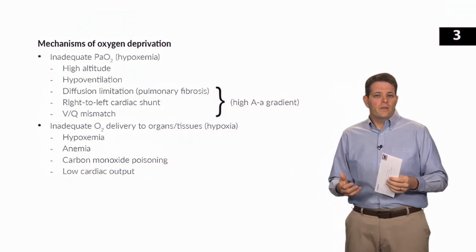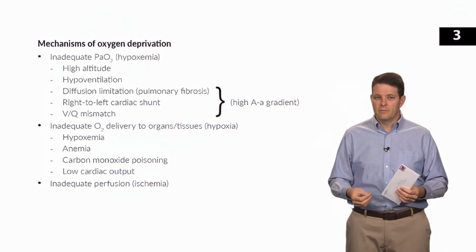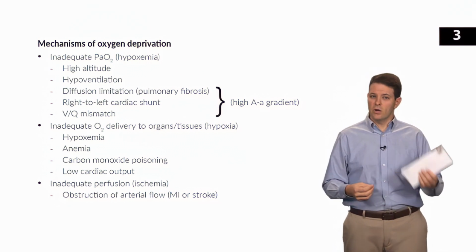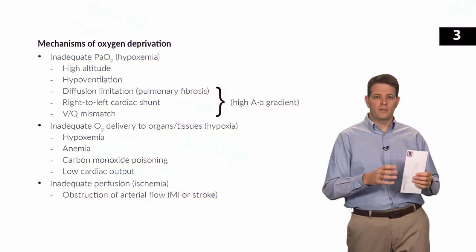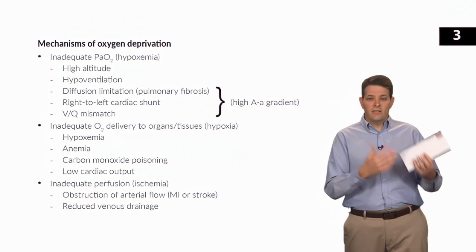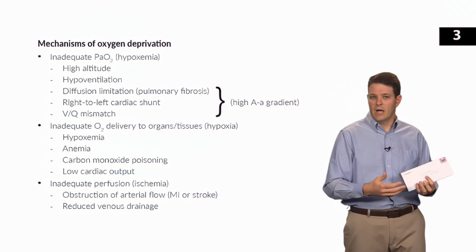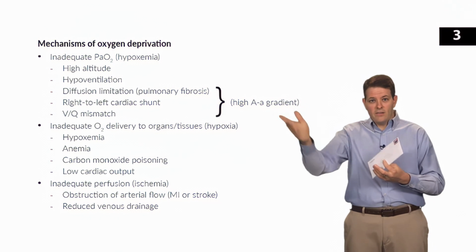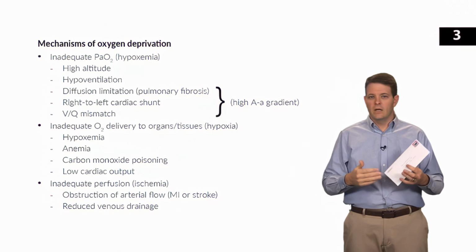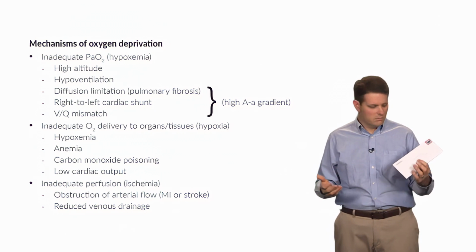And then the third way that the body can be deprived of oxygen was inadequate perfusion or ischemia. So this might be due to some obstruction of an arterial flow, like with an MI or a stroke. That would be like a roadblock that's keeping the mailman from getting to your house. Or it could be due to reduced venous drainage, which would be something like a traffic jam on your street that's keeping the mailman from getting to your house. You can see him right there, 5 houses up the road, but there are a dozen cars in his way and he just can't get through. Again, there's plenty of oxygen in the blood, but it just can't get to the tissues that need it.